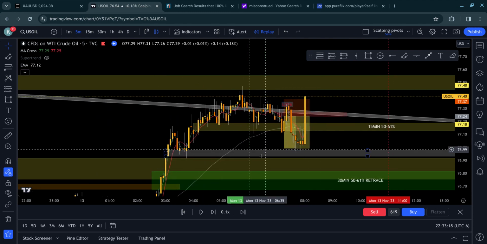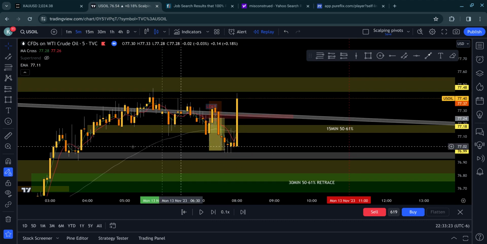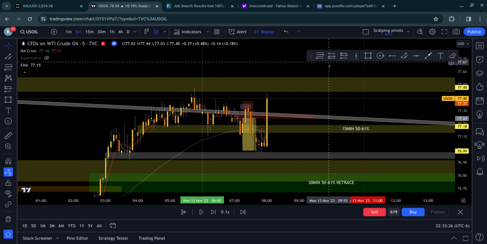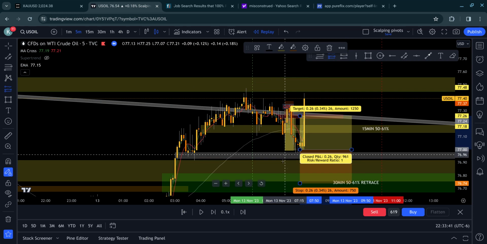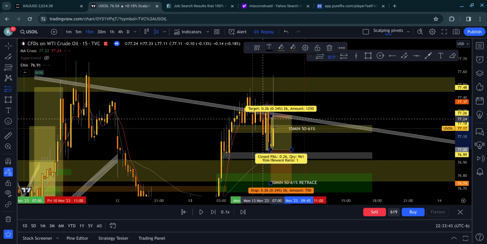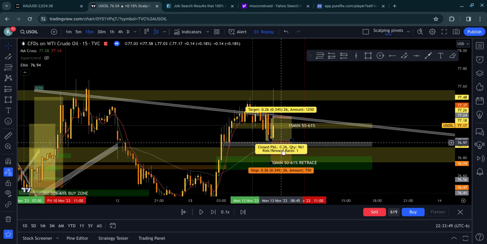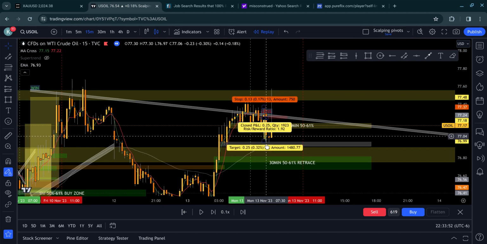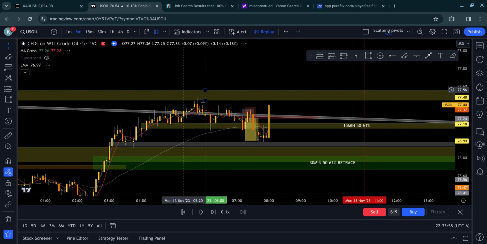Now, I did mention earlier that I would also have been looking to potentially take a buy off of this side, right here. I could have set that, but I also would have been looking at what's going on in my 15 minute. And I honestly think what I would really wait for is for this to pull back down into that 30-minute zone to catch some trades off of that.